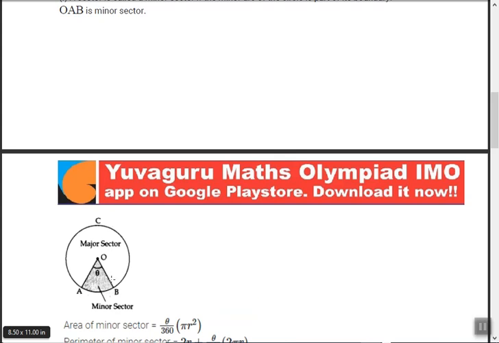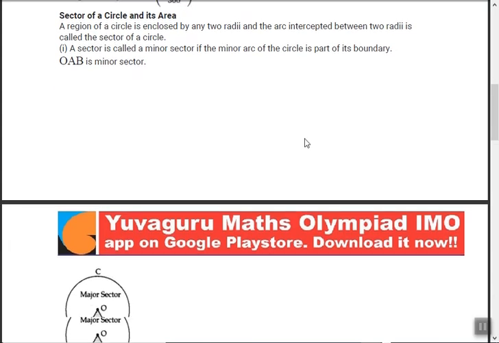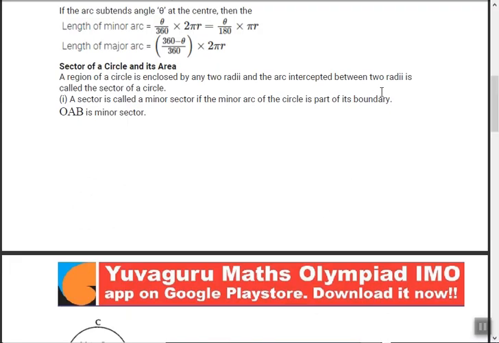As we have a minor arc, the remaining one is the major arc. Similarly, minor sector, major sector, right? A region of a circle enclosed between two radii and the arc intercepted between the two radii. Intercepted means this cut, this part A and B, this is known as interception. So the region between the two radii is called a sector of the circle.